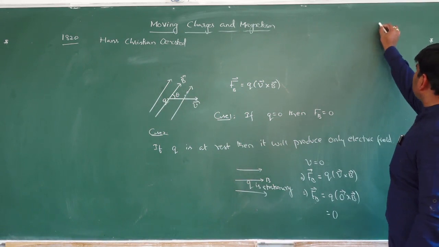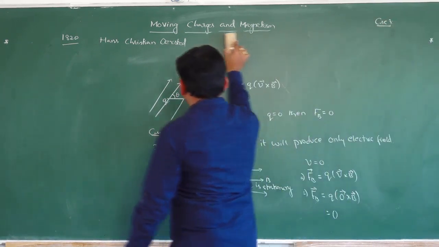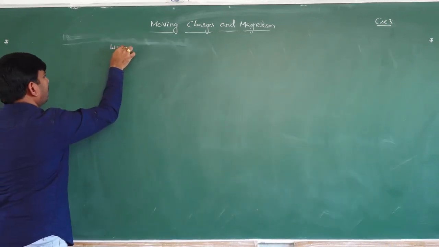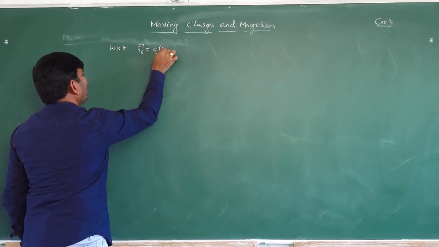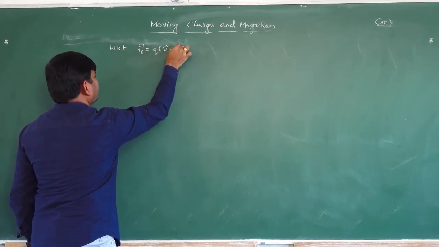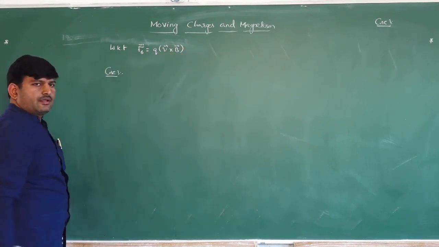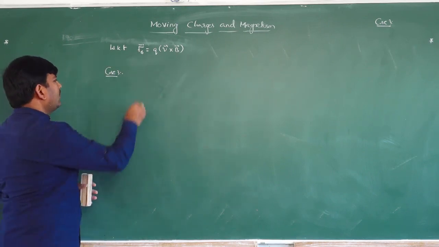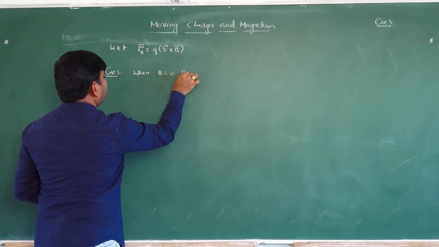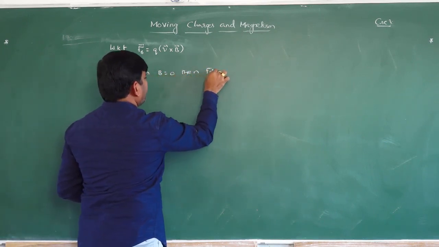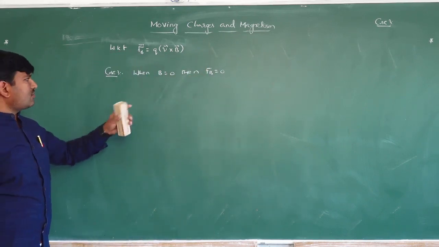Next, case 3. Let me write here. We know that magnetic force is equal to Q into V bar cross B bar. Now in case 3, when there is no magnetic field, then the magnetic force on it is 0. When B is equal to 0, then the magnetic force is also 0.